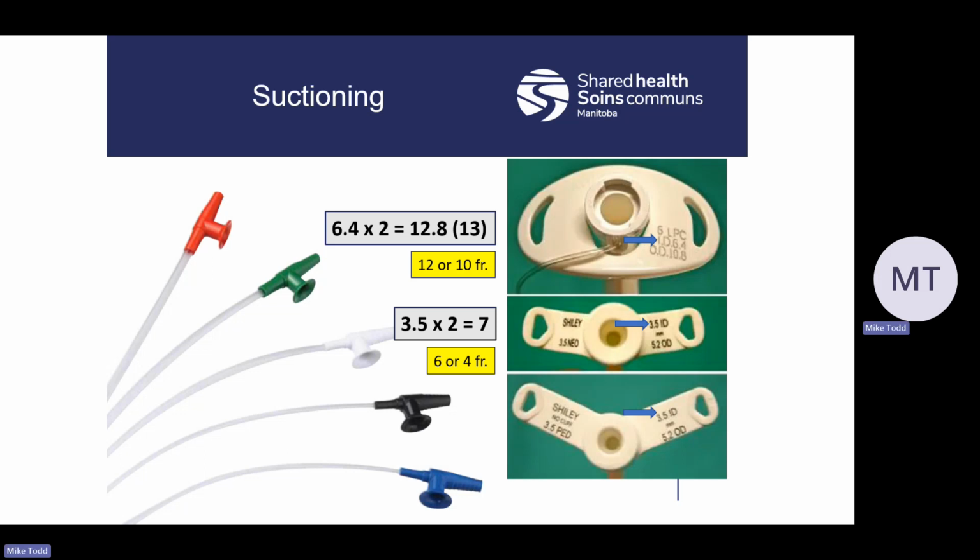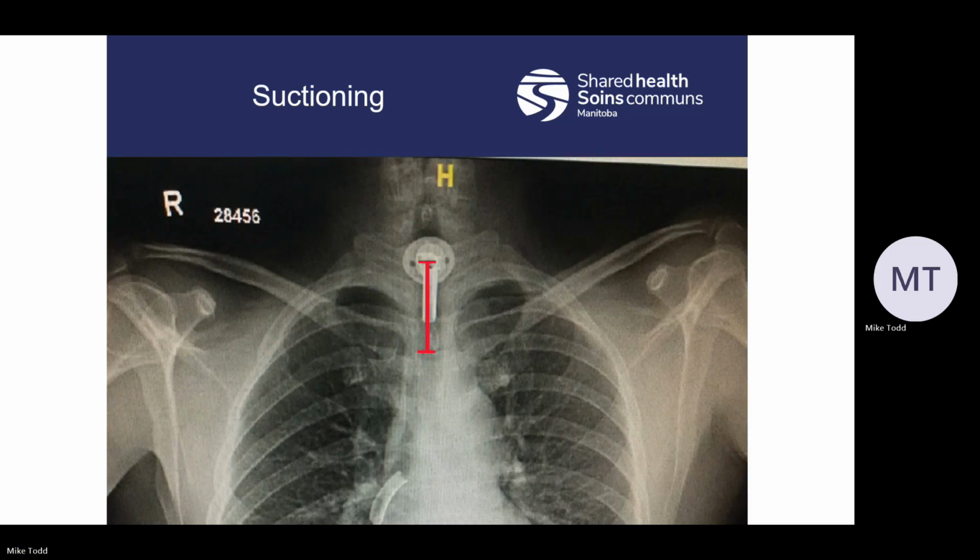We look at the next example here. We have an inner diameter of 3.5. Multiply that by 2, that equals 7. So therefore, we use a size 6 or 4 French suction catheter. Okay, so that's how we determine the size.